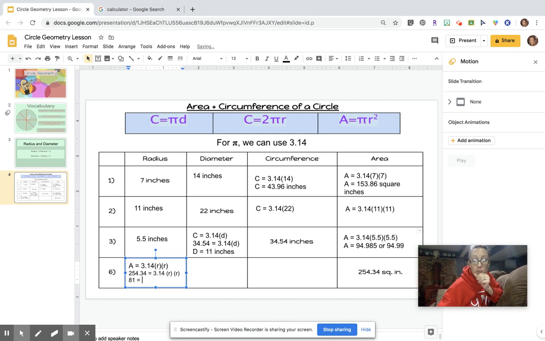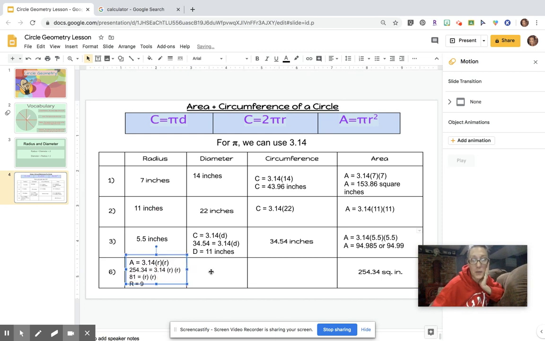A number times itself. What number times itself is going to give me 81? Nine! That means my radius is 9, because 9 times 9 is 81. It's a lot, right? It's a lot.